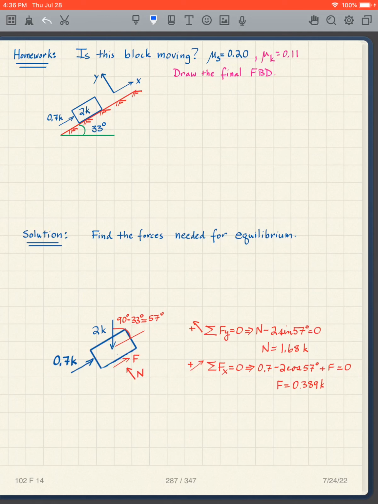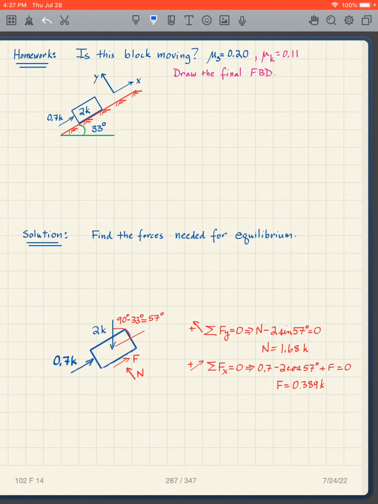So when I do that, by now you should be able to get that I'm taking forces in the y direction, because remember we're doing our coordinate system like that. I have the component of that going in the y direction. So I've got N minus 2 sine 57 degrees, sine of the angle, again because it's y. And I get N equals 1.68 kips.